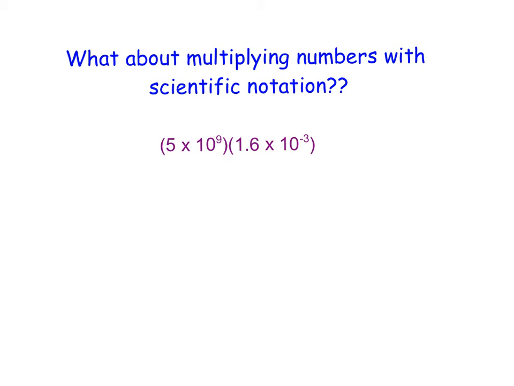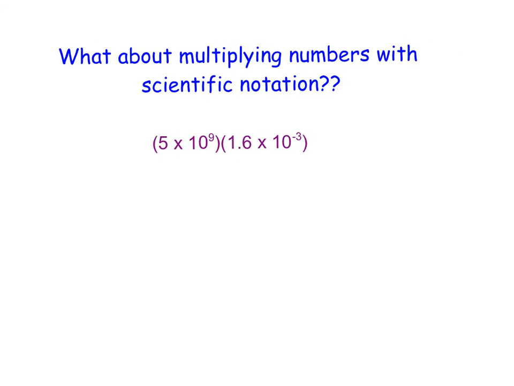Okay, so this last chunk we're going to talk about multiplying numbers with scientific notation and then dividing numbers with scientific notation as well. So just like we looked at last chapter, when you're multiplying numbers with scientific notation, I like to rewrite this. So I have the numbers that are being multiplied, so I have 5 times 1.6, and then I have the powers of 10 next to each other as well.